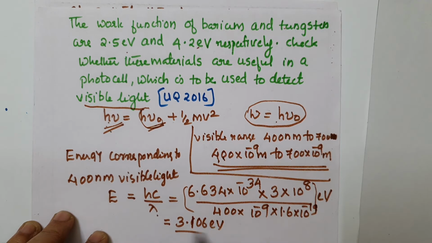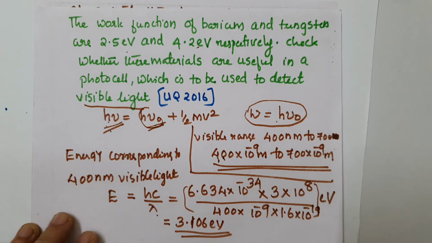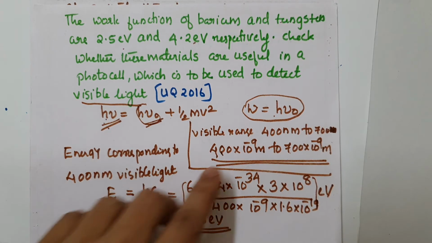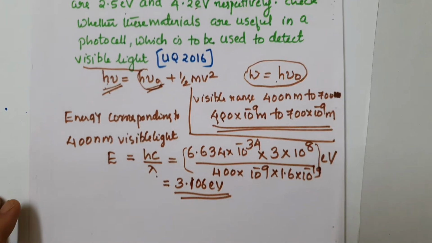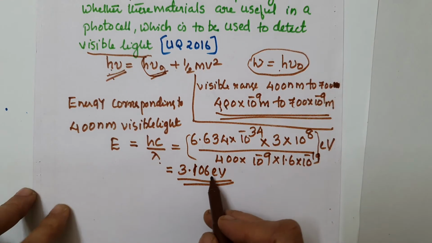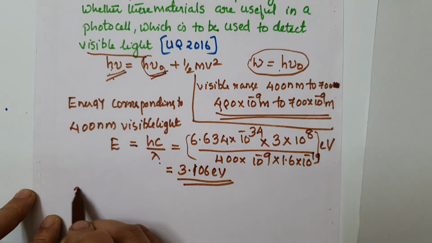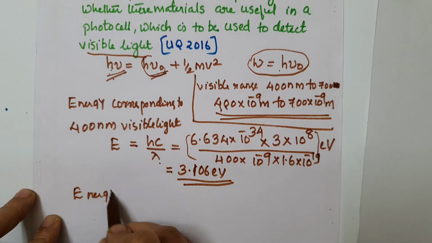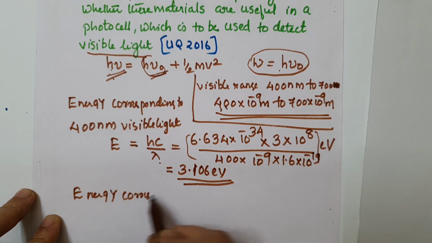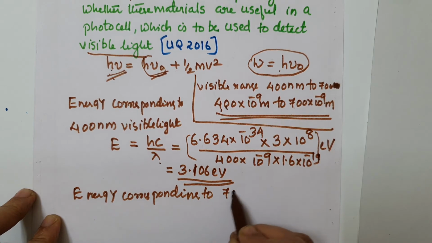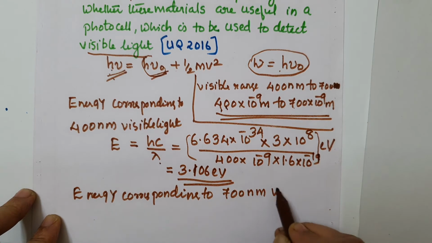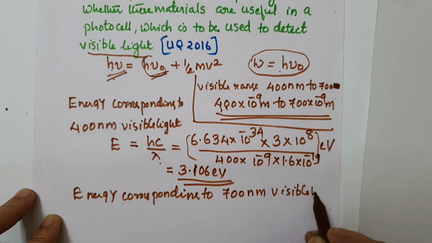It will give us approximately 3.106 electron volt. That is, the energy corresponding to 400 nanometer wavelength is 3.106 electron volt. Then the next energy we are considering is the energy corresponding to 700 nanometer wavelength, 700 nanometer visible light.